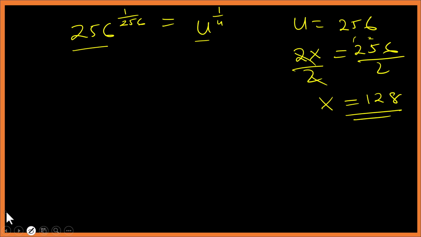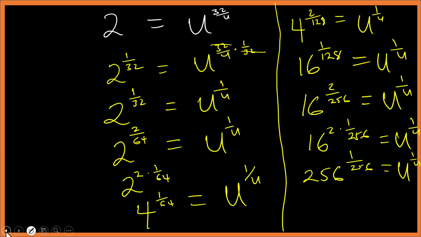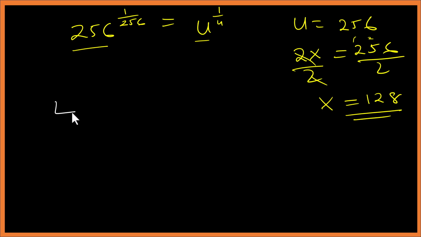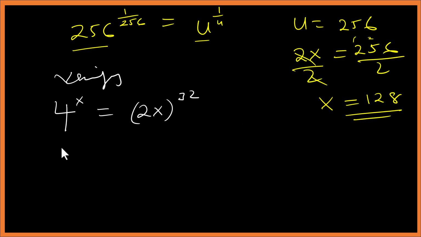So let's verify and see if our answer is correct. So we have 4 to the power x equals 2x to the power 32. Let's look at this. So x is 128, and 2 times 128 equals 256.